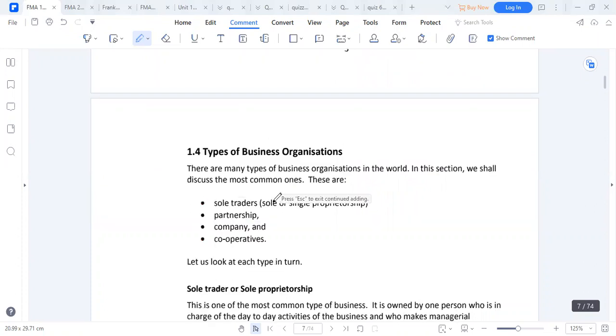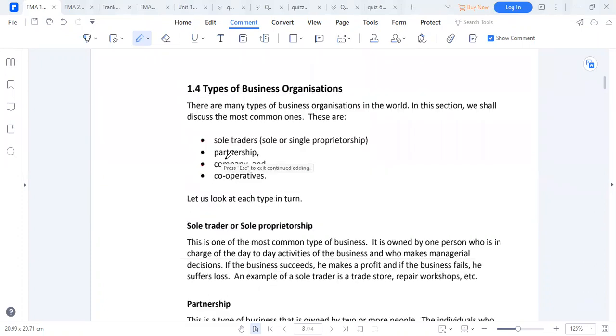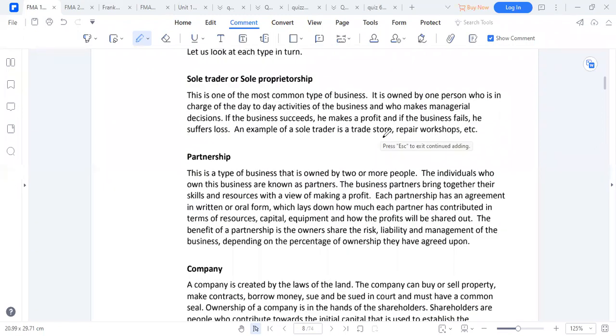Okay, so the basic organizations that we have are what we call a sole trader, a partnership, a company, and a cooperative. So when we're talking about a sole trader, we're looking at a one-man business. It is owned by one person who's in charge of the daily activities of the business. He's the one who makes the managerial decisions. If the business succeeds, he enjoys all the profit. If the business fails, he suffers the loss. So the sole trader can be a grocery shop, a shoe repair, a workshop. He may have a few employees if he decides to.